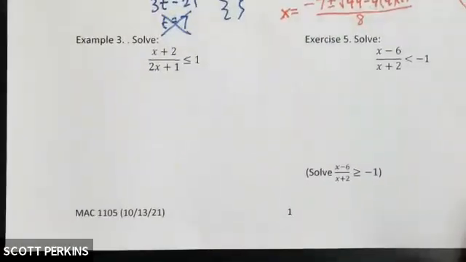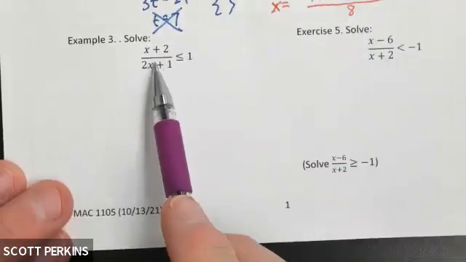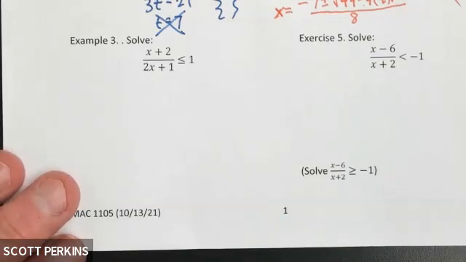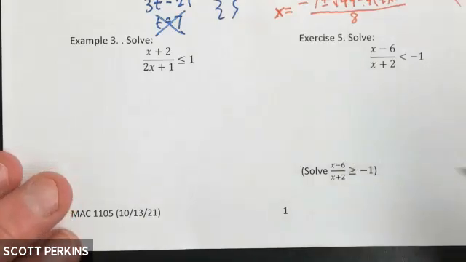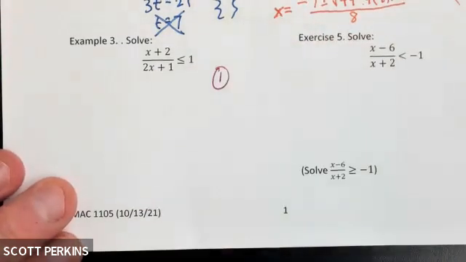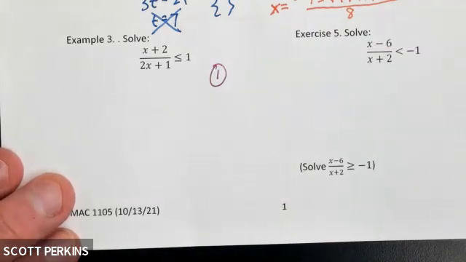So example 3, this is my next example. It's an inequality. So I want to know, when is this fraction less than or equal to 1? Okay, so you're going to hopefully help me. We'll see if you remember, because we've done this twice before. This is our 3rd time doing inequalities. Can anyone remind me what is the first step to solving an inequality, whether it's an absolute value inequality, a quadratic inequality, and now a rational inequality?